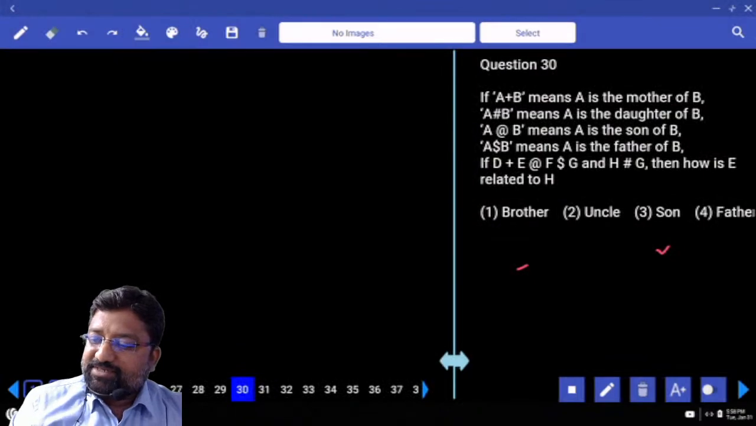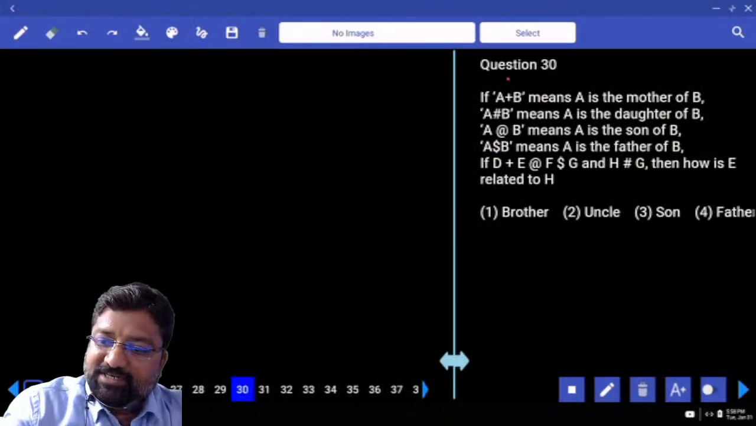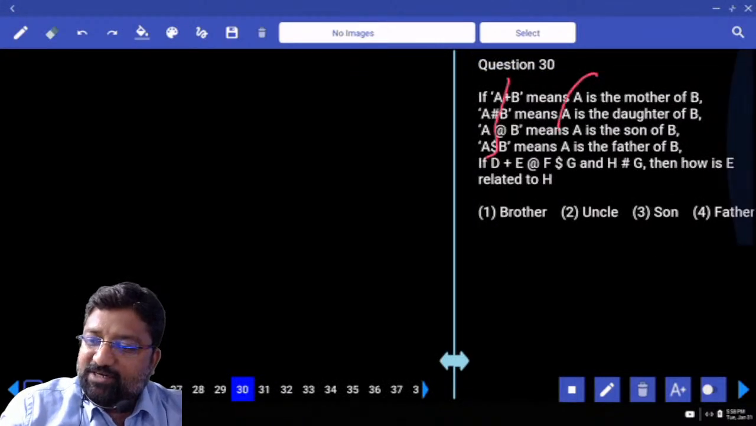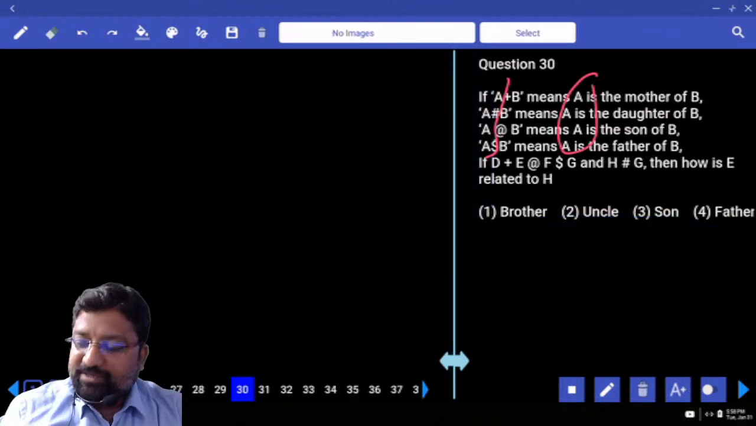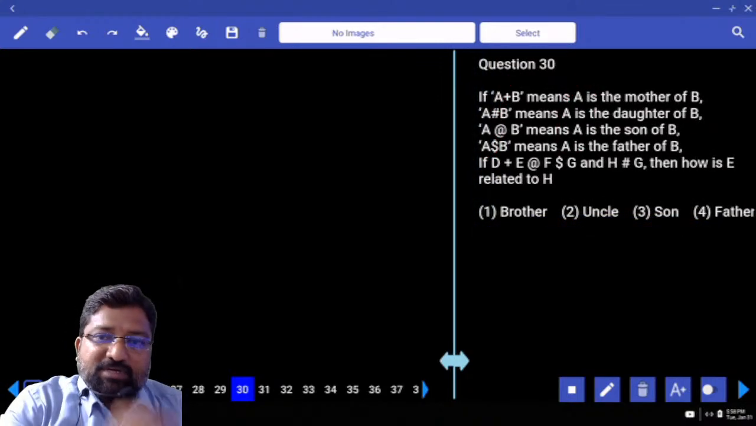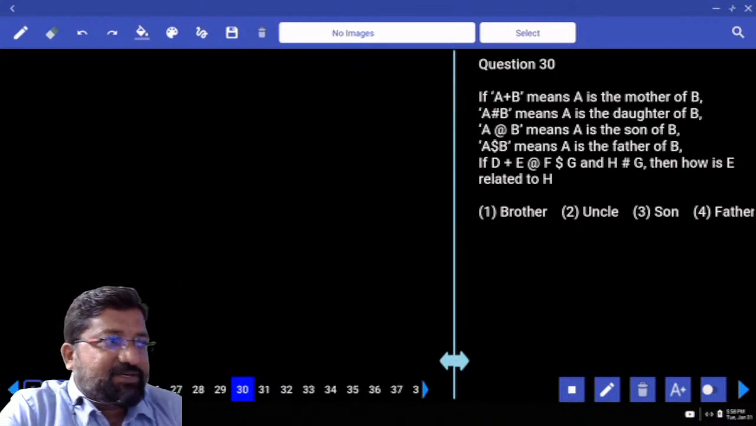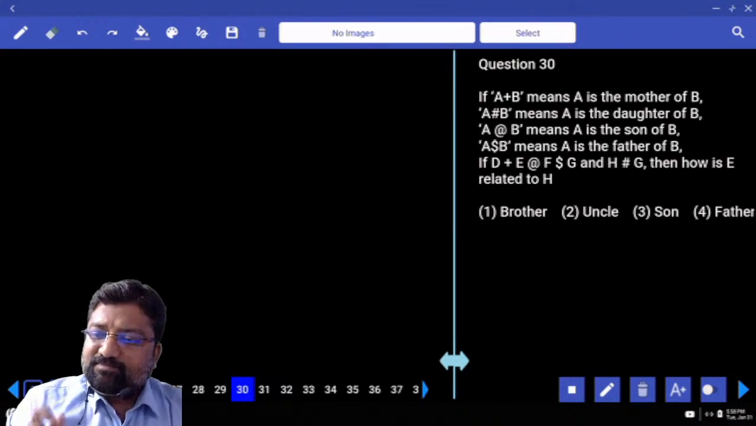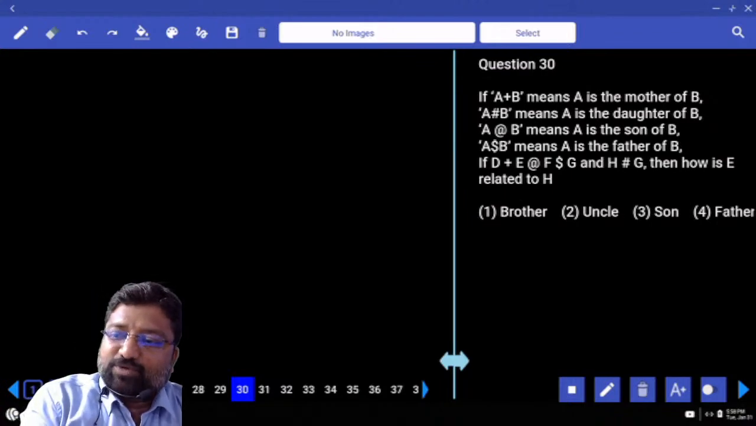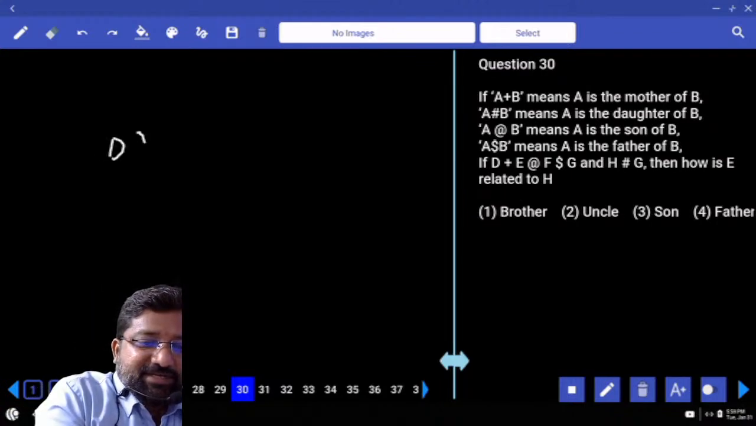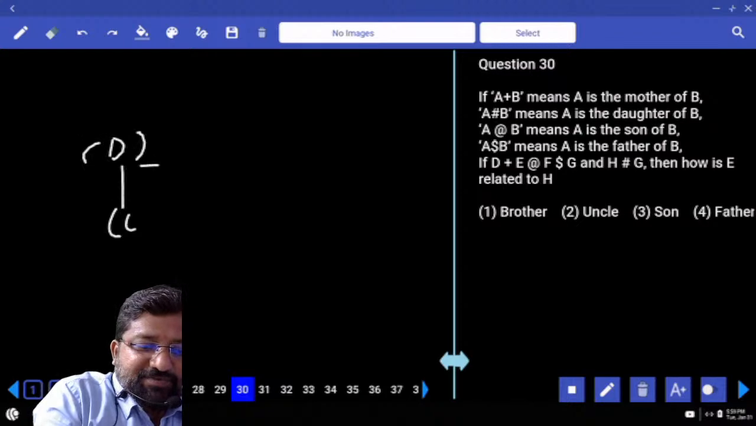First duty is to look at what is the first letter? A. The first letter on the right hand side is also A. Any problem? No problem. First person is related to second person. Now look at this. D plus E. What does D plus E mean? D is the mother of E.